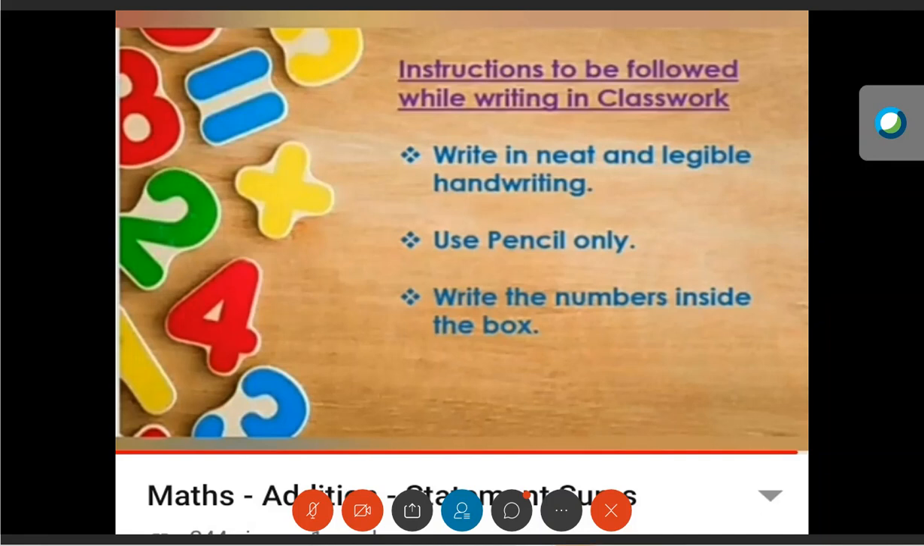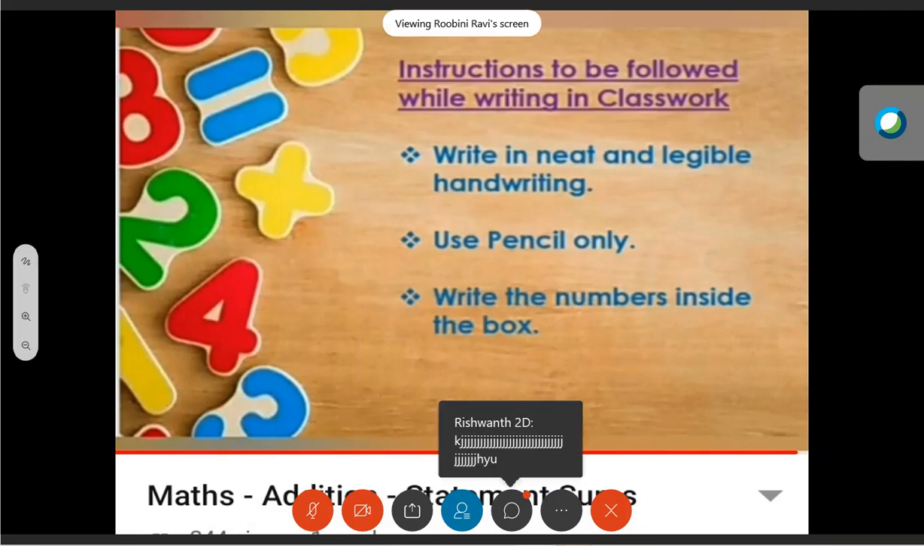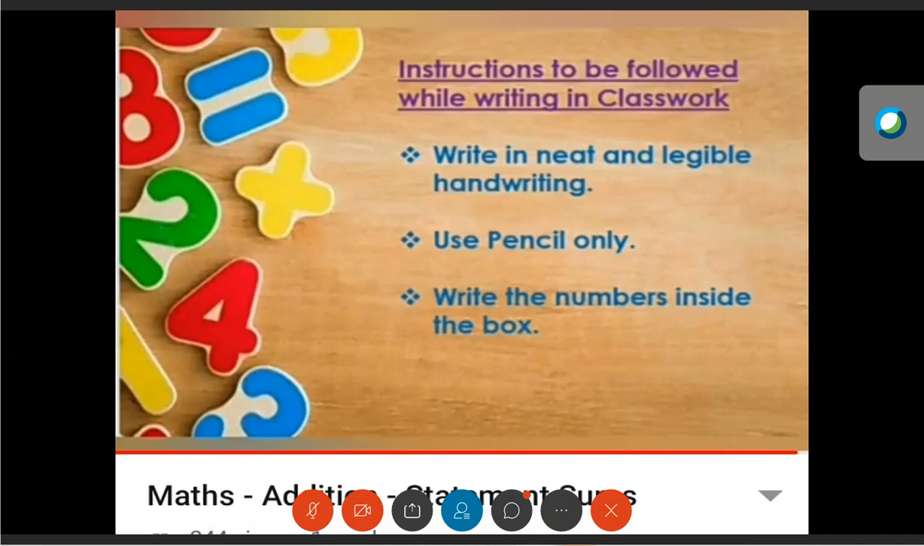Next, you have to use only pencils. No other things like sketch pens, you are not supposed to use, okay? Next, write the numbers inside the box. I know it is a little difficult for you because you are going to write 3 numbers, but it's possible, okay? You can try it.